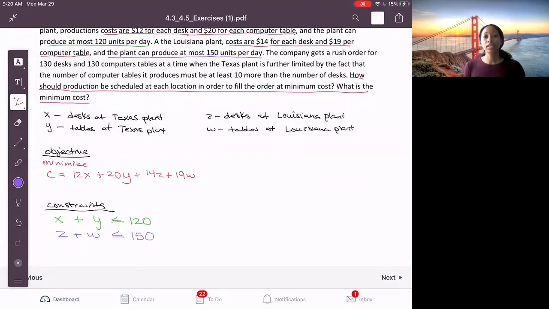Going down to our next line after what's highlighted there in the purple, it says the company gets a rush order of 130 desks and 130 tables.